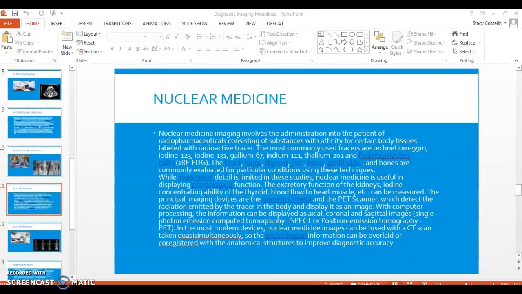Nuclear medicine is also very big in cardiac nuclear medicine. It allows us to look at the vessels of the heart and see if the vessels of the heart are perfusing the walls of the heart correctly. And it allows us to see if there are any stenosis or any ischemic tissue of the heart.